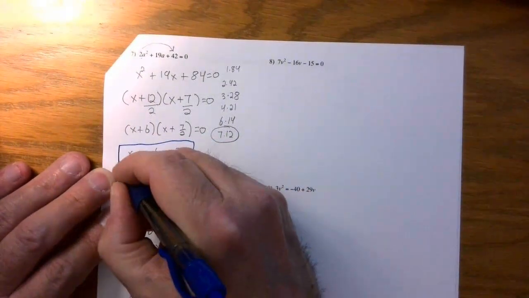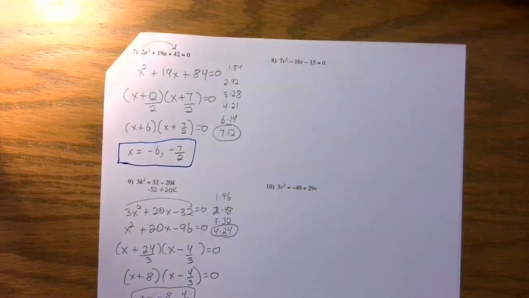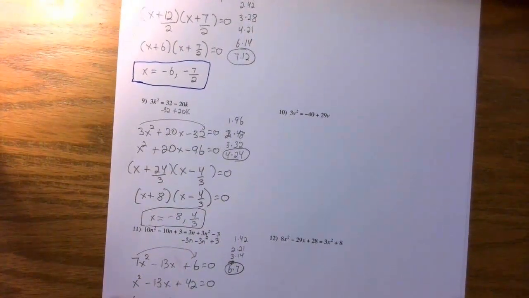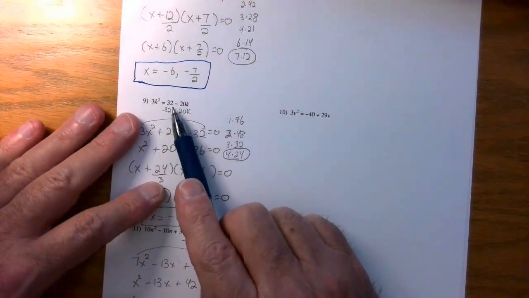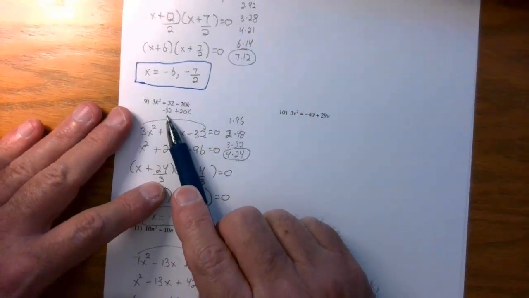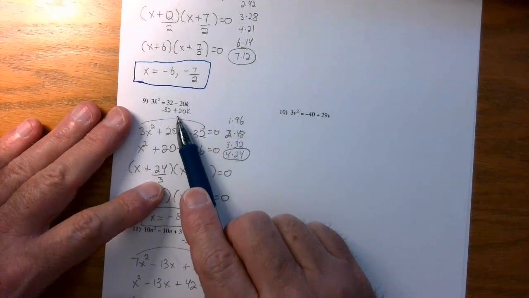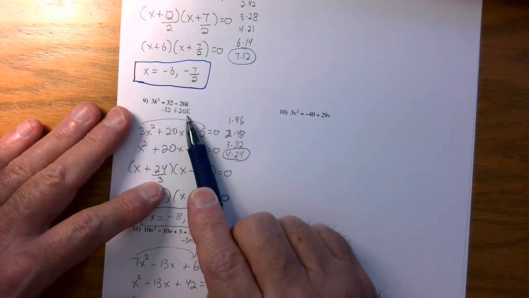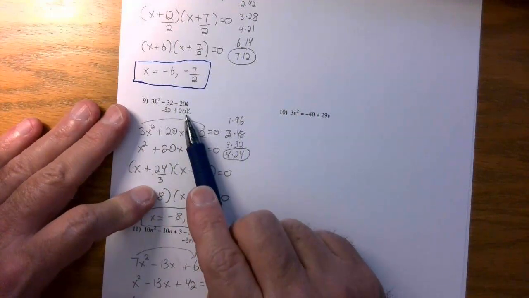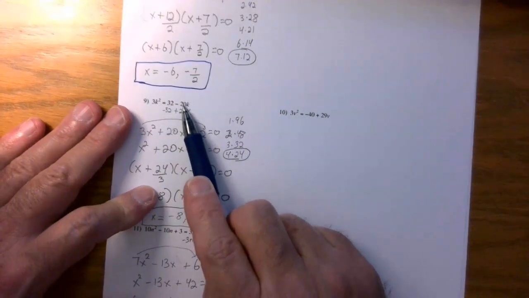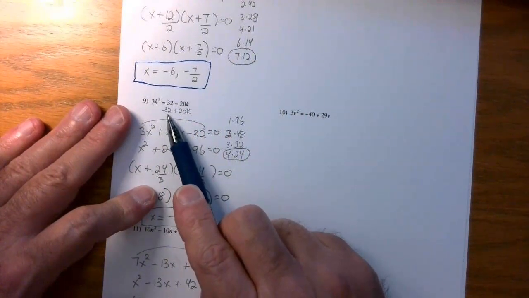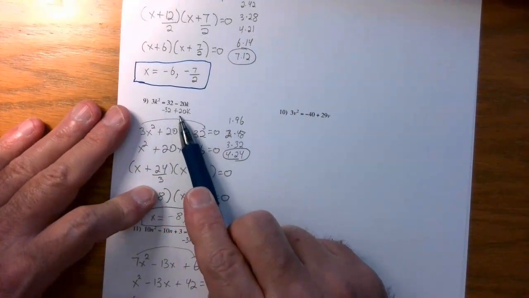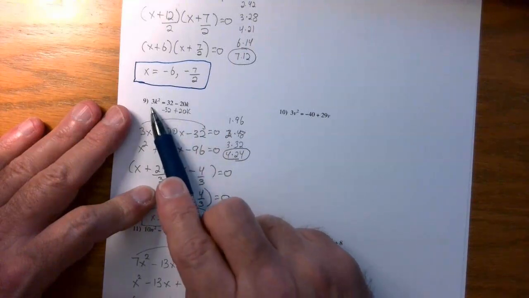All right, number 9. We have to get it in standard form first. So I'm taking negative 32 and positive 20k. I'm going to end up being x here. All right, that makes this side 0. So I have to go ahead and subtract 32 from this side and add 20k to this side.